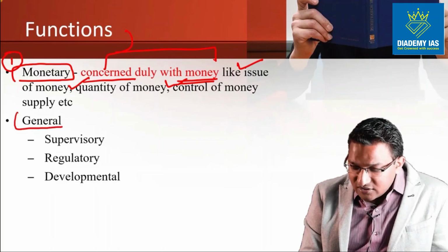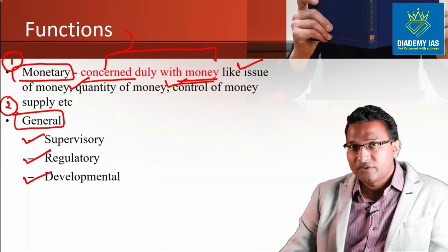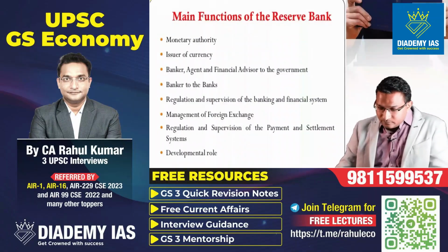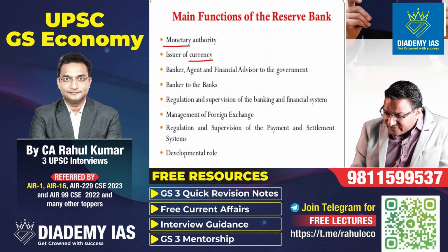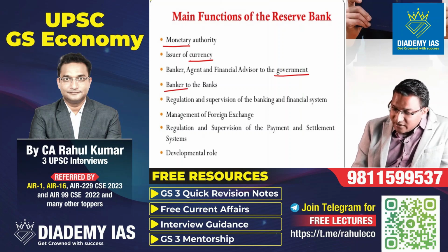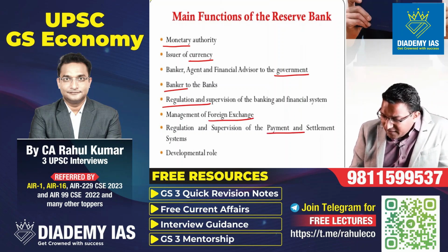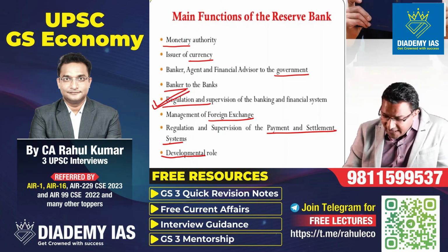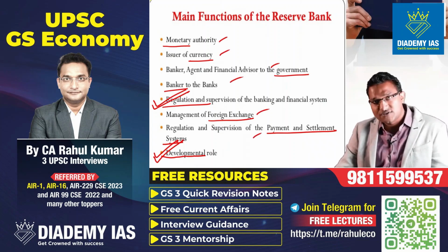Then we have general functions. In the general functions, supervision, regulation and development role is performed. Now we will discuss each one of them in detail. So these are the main functions: monetary authority, issue of currency, banker, agent, and financial advisor to the government, banker to the banks, regulation and supervision of the banking and financial system, management of the foreign exchange, regulation and supervision of the payment and settlement system, and the developmental role. Out of these functions, regulation and supervision of the banking and financial system and the developmental role are the general functions, and the rest of the functions are the monetary functions.